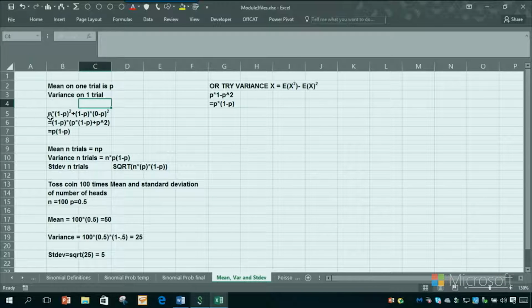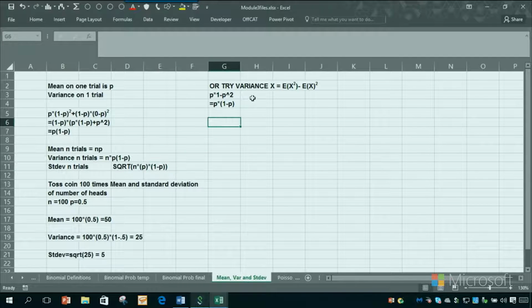With probability p, you get one success, subtract off the mean, and you square that. And with probability 1 minus p, you get 0 successes, subtract off the mean and square that. And if you simplify that, you get the variance as p times 1 minus p on one trial. And then the variance on n trials, remember, you can get the variance of the sum of random variables by adding up the individual variances. You just multiply this by n. And then the standard deviation would be the square root.